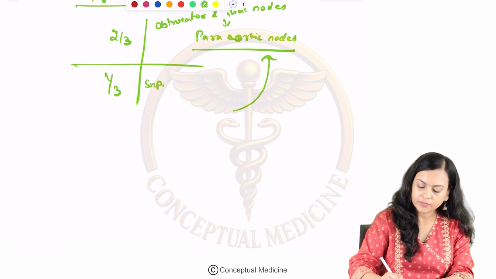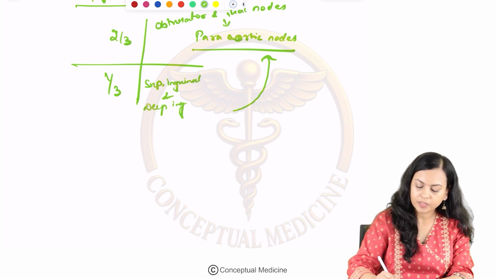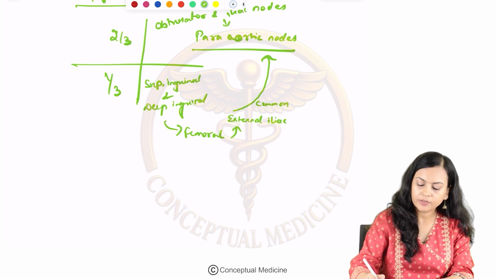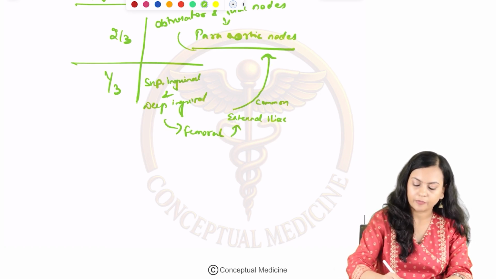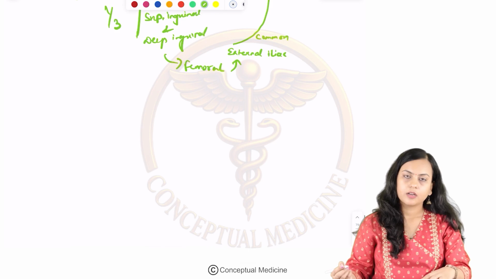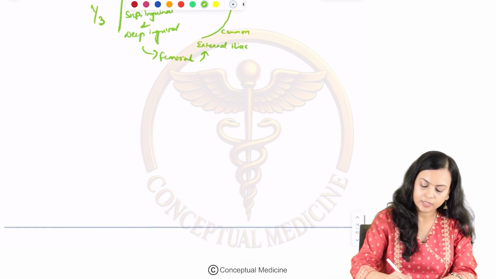It drains first into the superficial inguinal and deep inguinal lymph nodes. Then it passes to the femoral nodes, then comes to the external iliac lymph nodes, then the common iliac lymph nodes, which finally drain into the para-aortic lymph nodes. Next we will discuss the fallopian tubes.